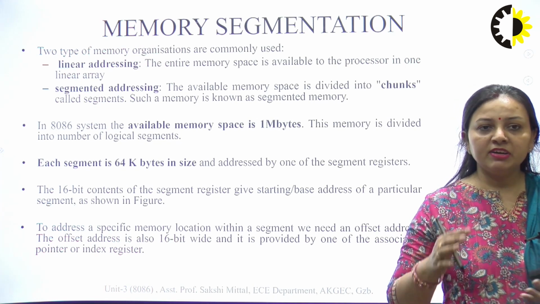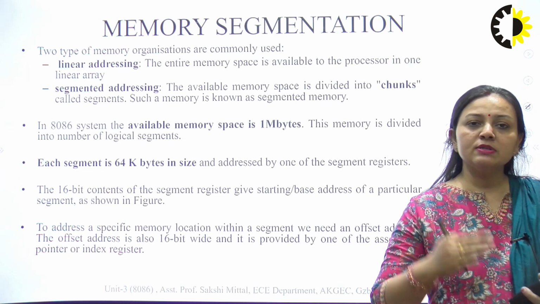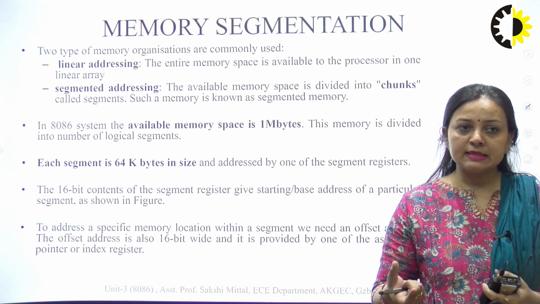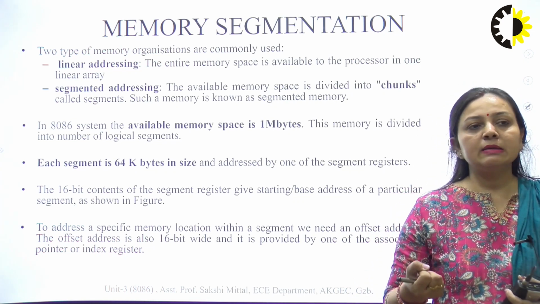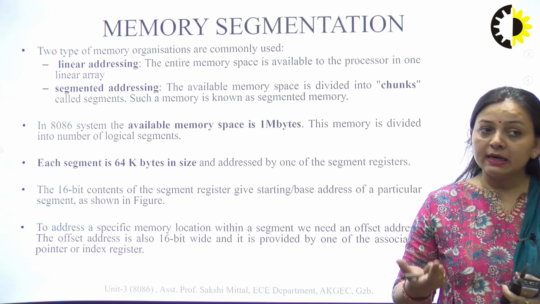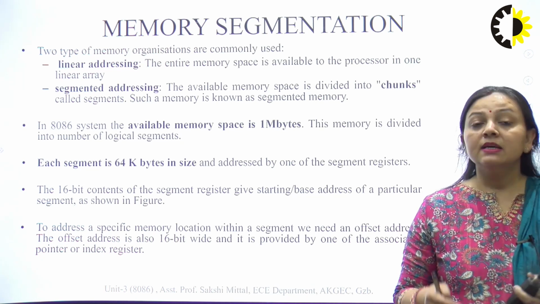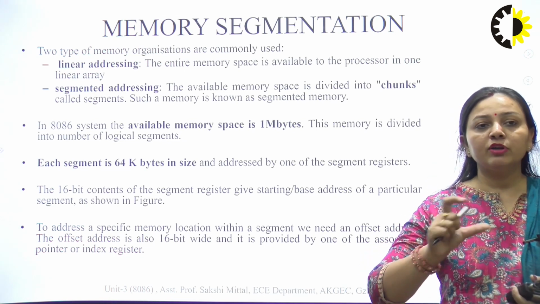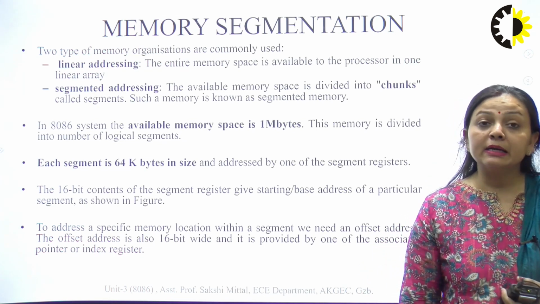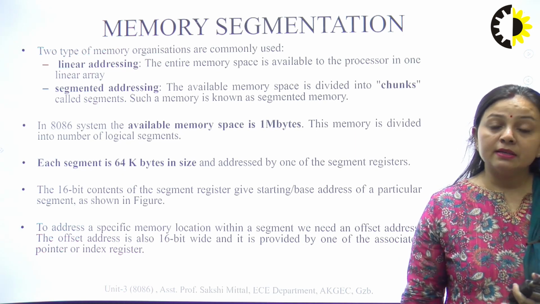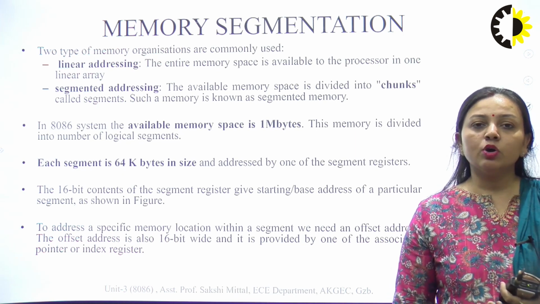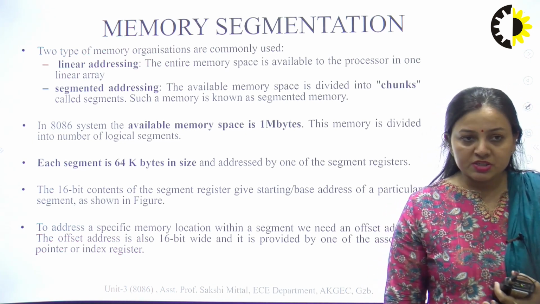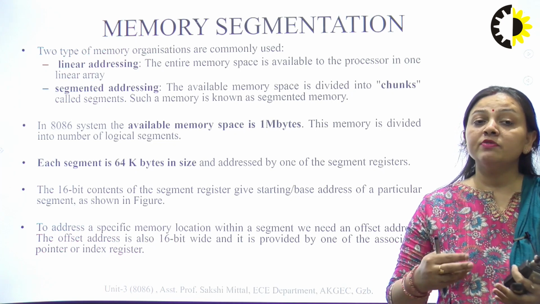We said that we have divided this 1 MB memory into 4 segments, 4 chunks, and if I have any piece of information within that particular segment, I can access it with the help of a 16-bit register, a 16-bit content. The 16-bit contents which give us the starting address or the base address of that particular segment, we call a segment address, and the register in which the contents are stored, we call a segment register. To address a specific memory location within a segment, we now need an offset address.